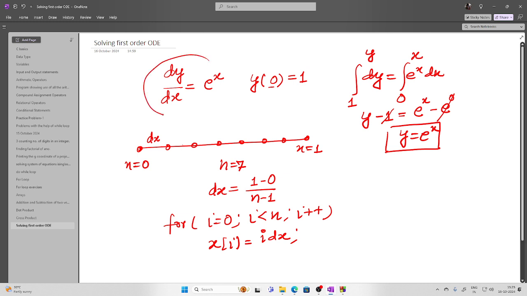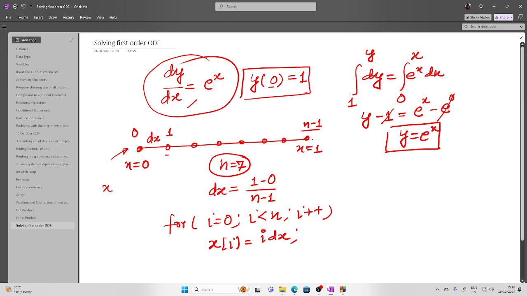Now how to solve this? For indexes 1 to n minus 1, because n is the number of nodes and our index is starting at 0, so the last index will be n minus 1. So from 1 to the last, we have to solve this equation, because for the first node, that is x is equal to 0, we already have the value: the value of y at this node is going to be 1.